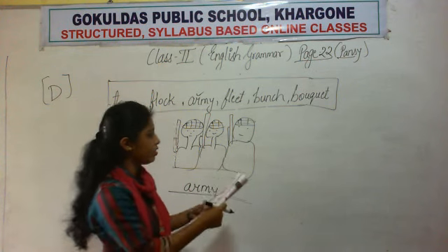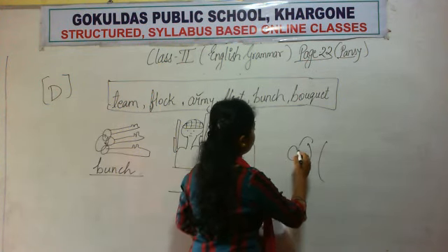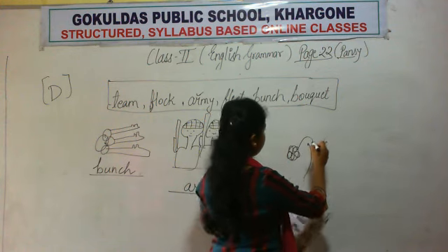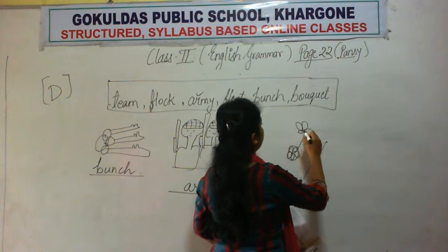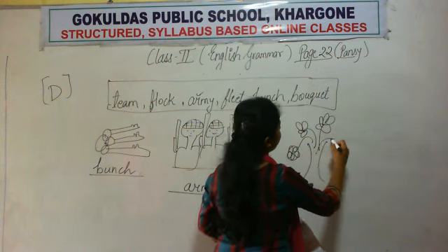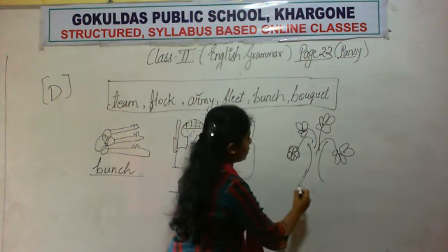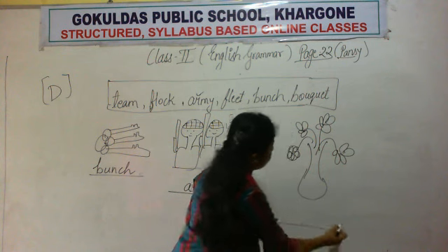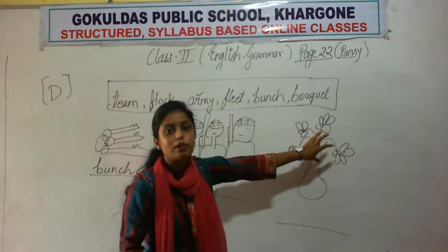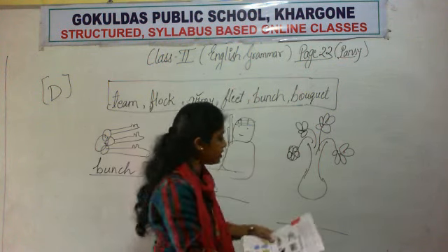Okay. Then third one is a vase. It is not a vase. Well, it is the group of flowers. So many flowers are there, right? So it is a group of flowers. Then what do we call this thing which is having a group of flowers? A group of flowers is called a bouquet.